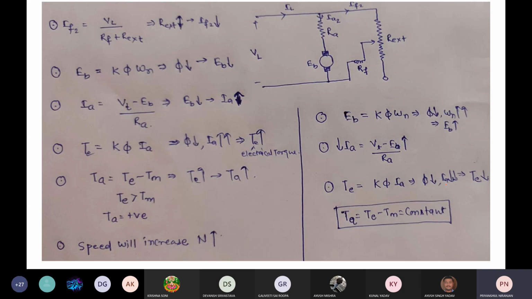The question is that in that case, if R external increases, IF2 decreases. Second, flux decreases, but speed does not increase instantaneously. There is no immediate change in the speed. So we decrease the back EMF.